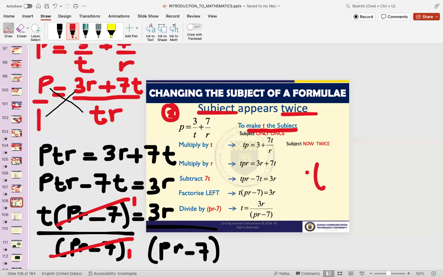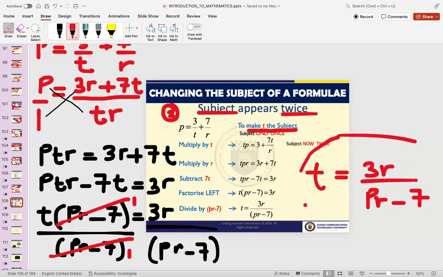So you have T now is equal to the right-hand side, 3R divided by PR minus 7 as our final answer. When you are making T the subject, it means you have to divide 3R by PR minus 7.